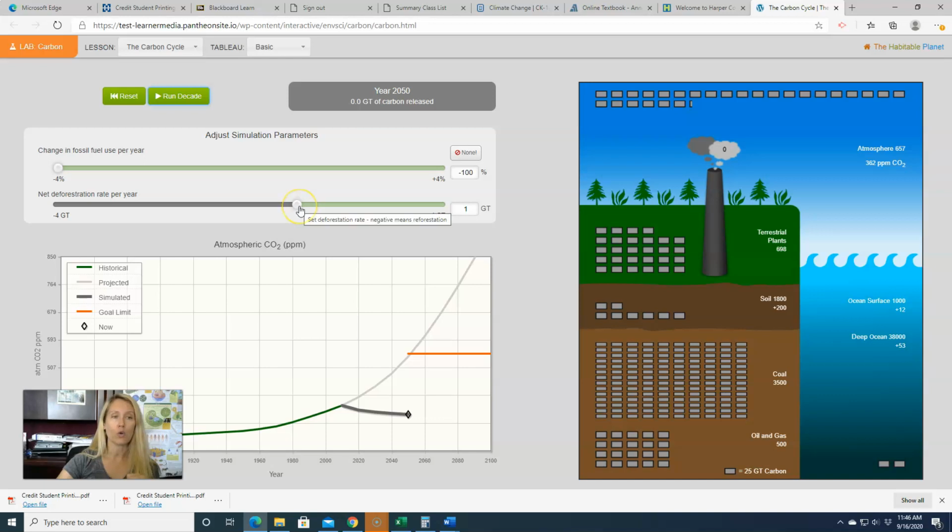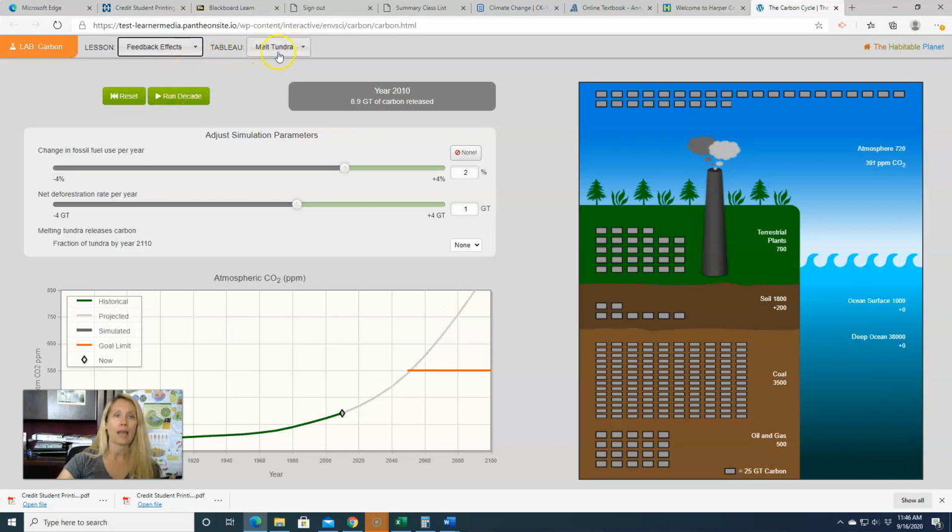At one point, you're going to change the amount of deforestation that's occurring, and you're just going to see what impact that has on the carbon cycle. In another lesson, you're actually going to move to a different lesson. It's going to be called feedback effects, and you're going to melt tundra, and you're going to change the rate at which you're melting the tundra. So you can melt 1/12 of the tundra, or you can melt 1/6 of the tundra, and you're going to see what that, oh, there goes my poster. You're going to see how that impacts the cycle as well.